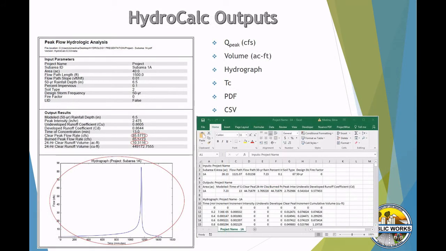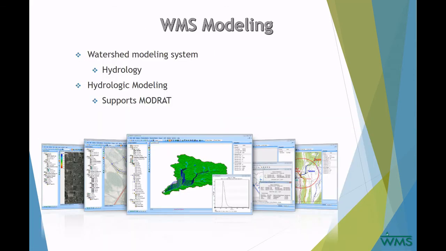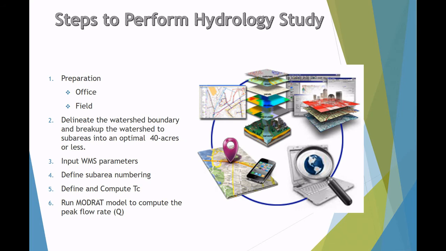The output files for a single subarea and multiple subareas have the same format. It's a PDF file and a CSV file. However, the output CSV file generated by HydroCalc cannot be re-imported back into the model. The input and the output CSV files are different. The output files will contain the peak Q, the volumes, the hydrograph, and the time of concentration.